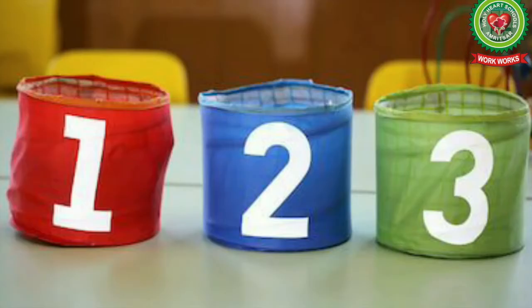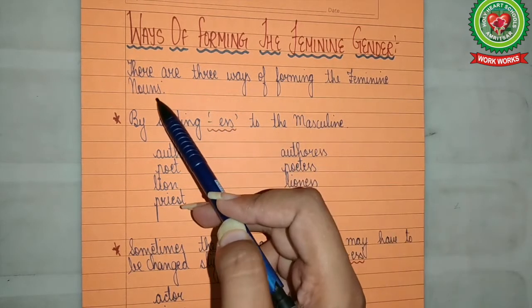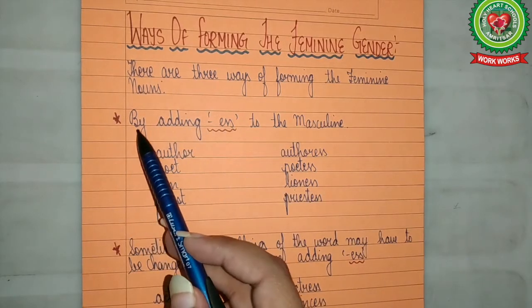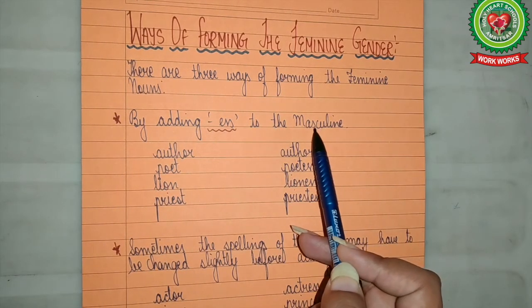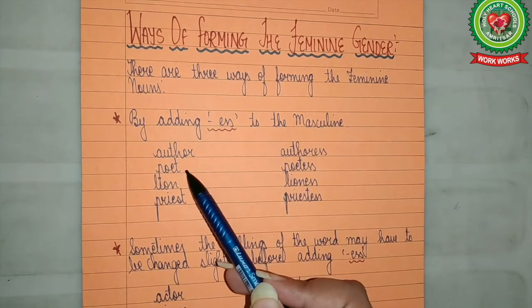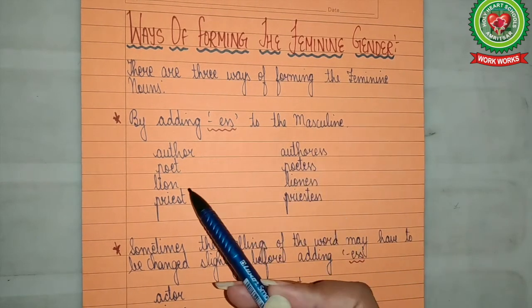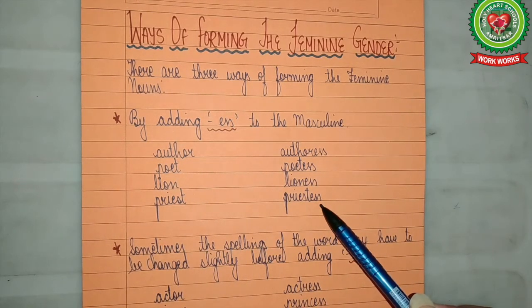Now let us discuss the ways of forming the feminine gender. There are 3 ways of forming the feminine nouns. First is by adding ESS to the masculine. For example, author becomes authoress, poet becomes poetess, lion becomes lioness, priest becomes priestess. Now here in all these words we have added ESS to change them into feminine.